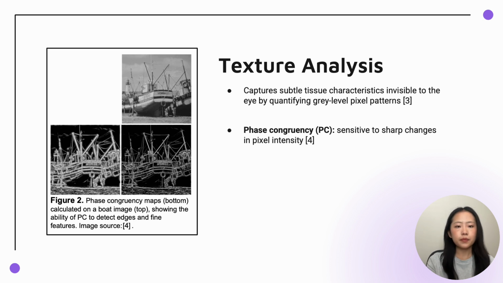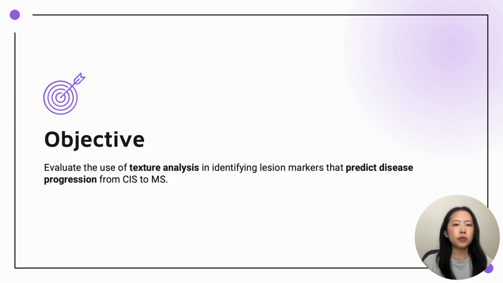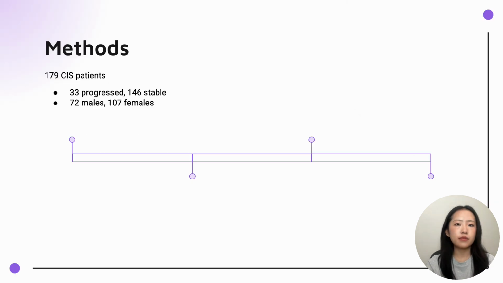As seen in the figure, phase congruency applied to an image of a boat enhances the sharp edges and the fine features. So by applying texture analysis to MRI images of CIS patients and comparing texture measures between those who progressed to MS versus those who didn't, we hope to evaluate the use of texture analysis in identifying lesion markers that predict disease progression.